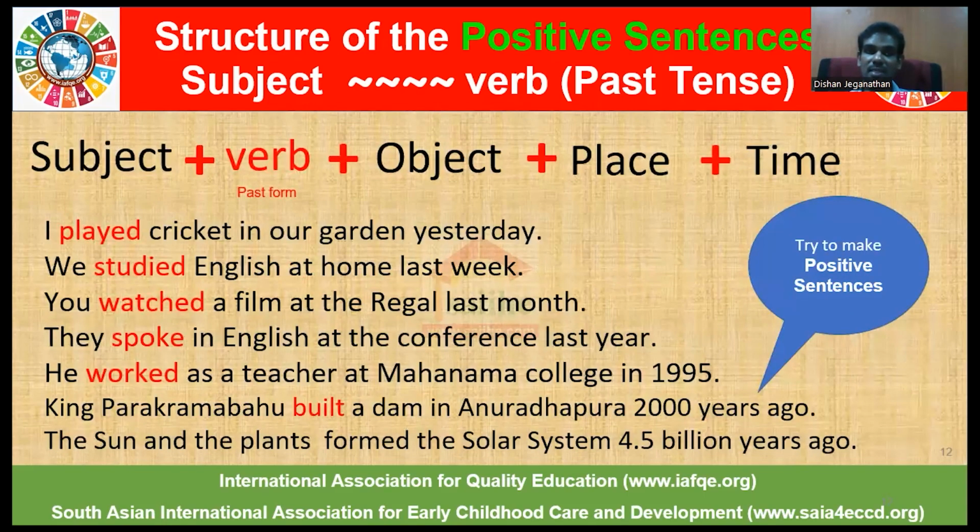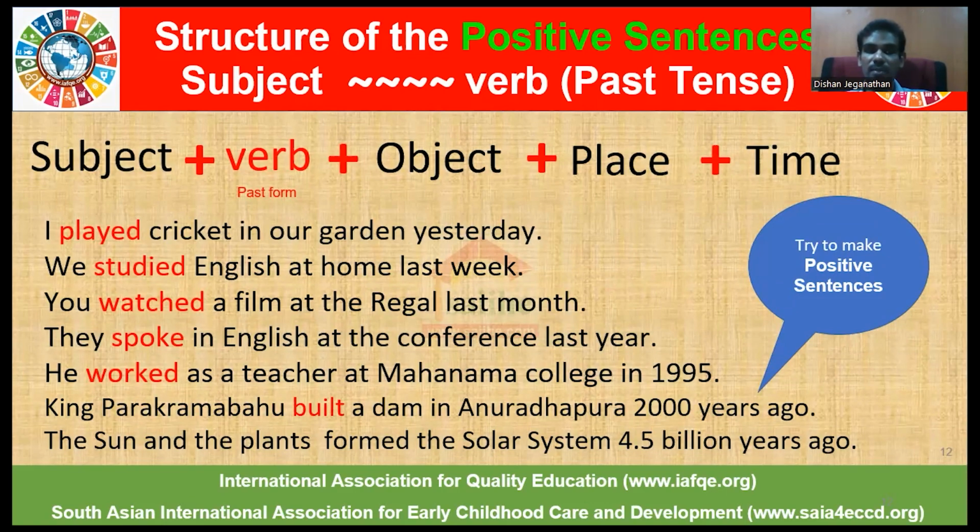Let's look at some examples for further understanding. I played cricket in our garden yesterday. I is the subject, the base verb is play, and the past form of the verb is played. Object, cricket. We studied English at home last week. We is the subject. The base form of the verb is study. Past tense is studied and the object is English.